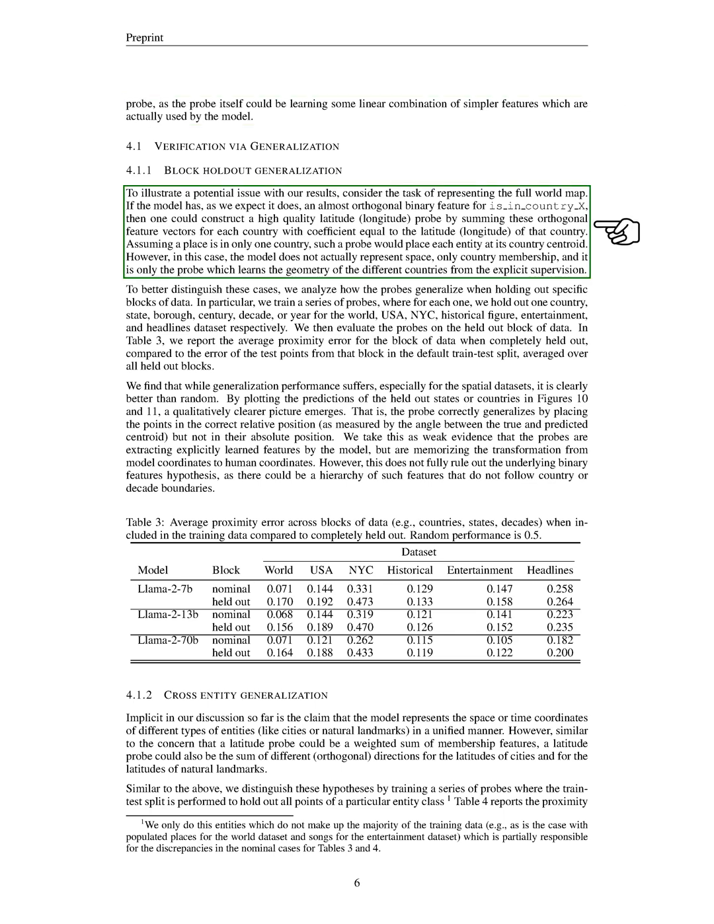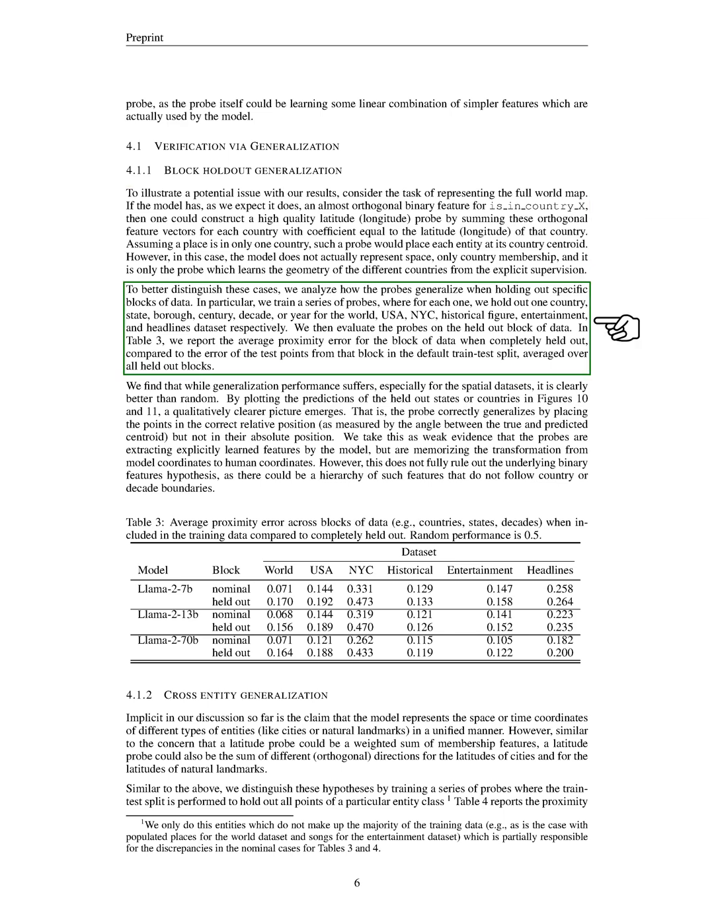To illustrate a potential issue with our findings, let's consider the task of representing the entire world map. If the model has a nearly perpendicular binary feature for being in a specific country, one could create a high-quality latitude or longitude probe by adding these perpendicular feature vectors for each country with a coefficient equal to the latitude or longitude of that country. If a place is in only one country, such a probe would place each entity at the center of its country. However, in this case, the model doesn't actually represent space, only country membership. It's only the probe that learns the geometry of the different countries from the explicit supervision.